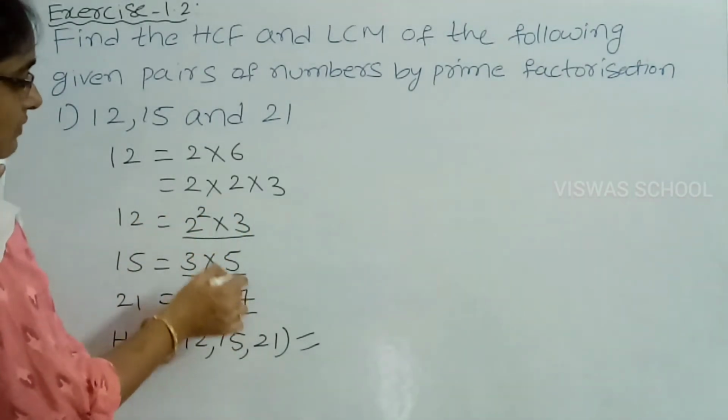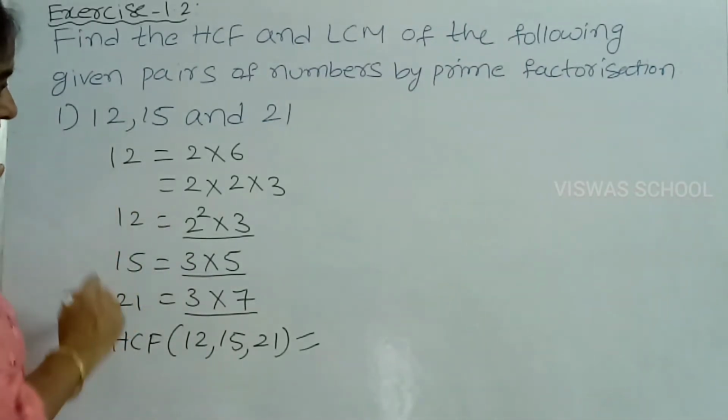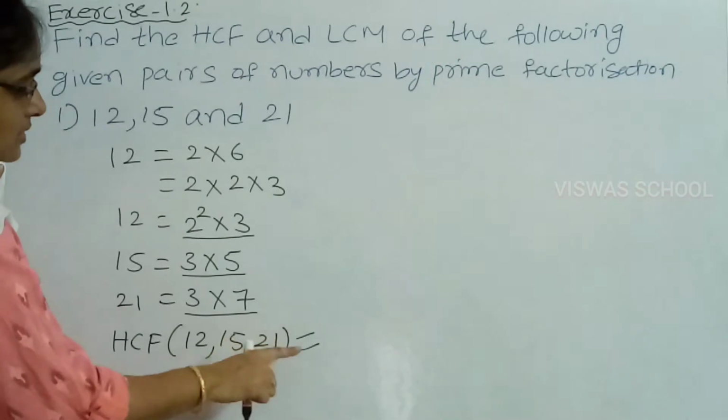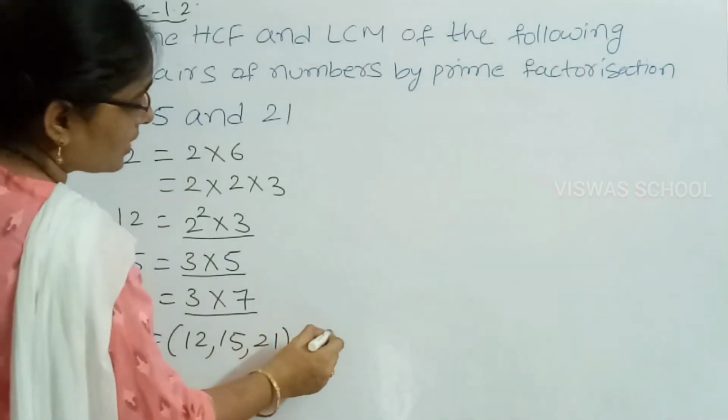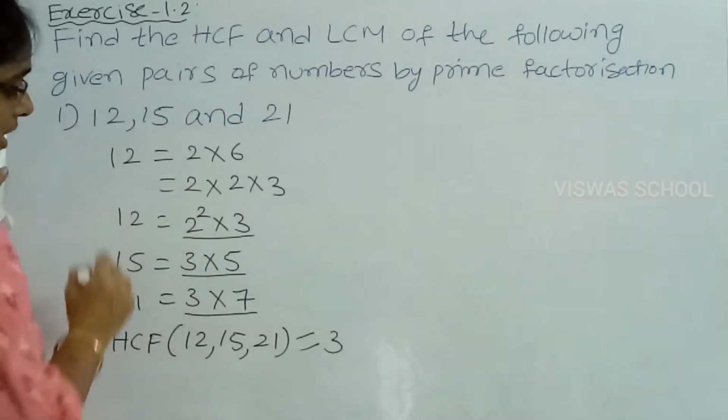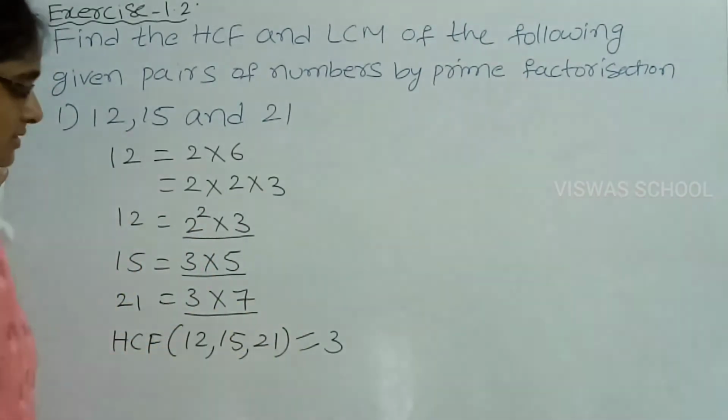And this 5 and 7 are also not common prime factors. That's why HCF of 12, 15 and 21 is what here? 3. Because the power is also 3 power 1 here, 3 power 1 here, and here also 3 power 1. That's why HCF is 3.